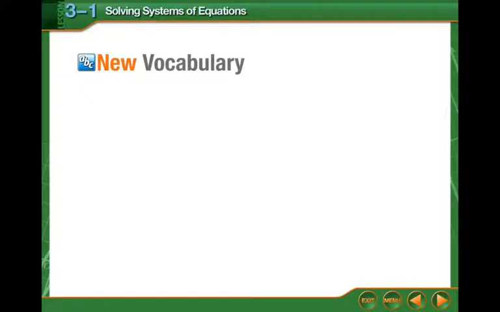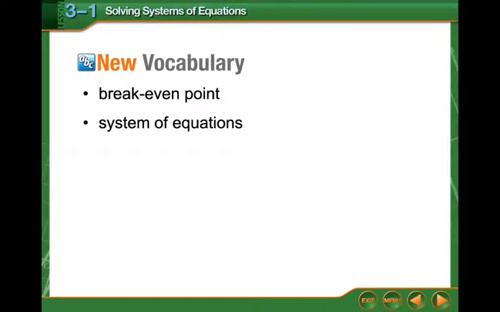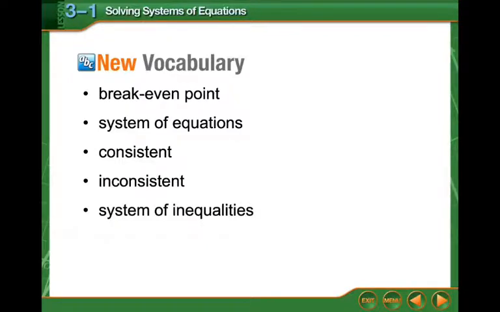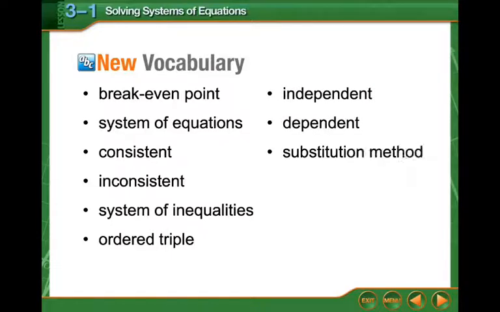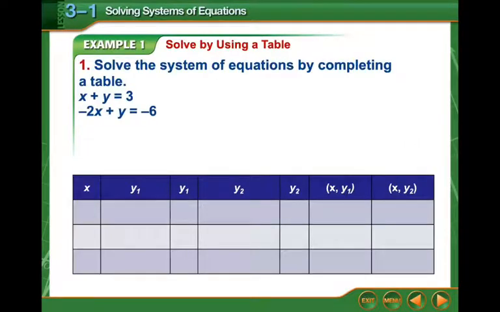So today we're going to see some vocabulary words: break-even point, system of equations, consistent, inconsistent, system of inequalities, ordered triple, independent, dependent, substitution, and elimination method. We're looking at systems of equations today. So this first problem, we're going to solve it by using the table. So we're going to complete the table, and I'm just going to throw some points into our table for us to use.